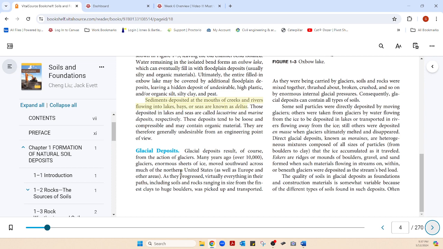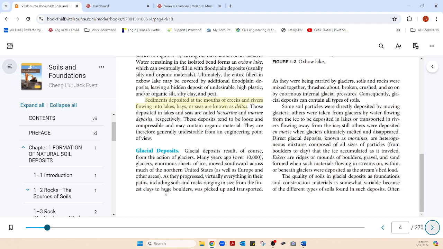Glacial deposits result from the action of glaciers, as everything from the finest glaze to huge boulders were picked up and transported as they were being carried by glaciers. Soils and rocks were mixed together, thrashed about, broken, crushed, and so on by enormous internal glacier pressures. Consequently, glacial deposits can contain all types of soils. The quality of soil in a glacial deposit as foundation and construction material is somewhat variable because of the different types of soils. And now we have wind deposits.